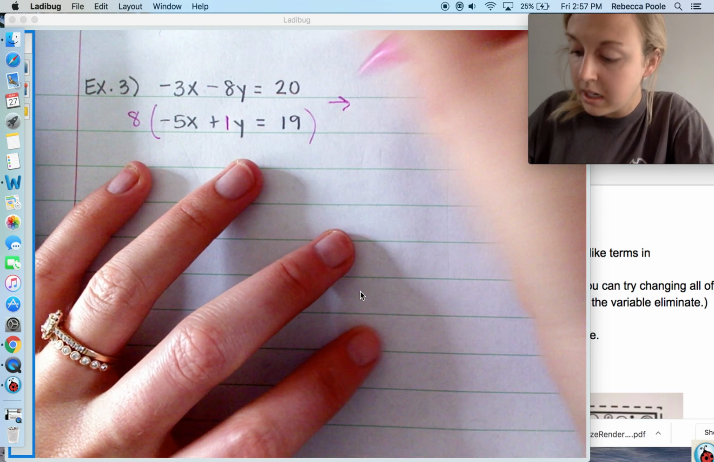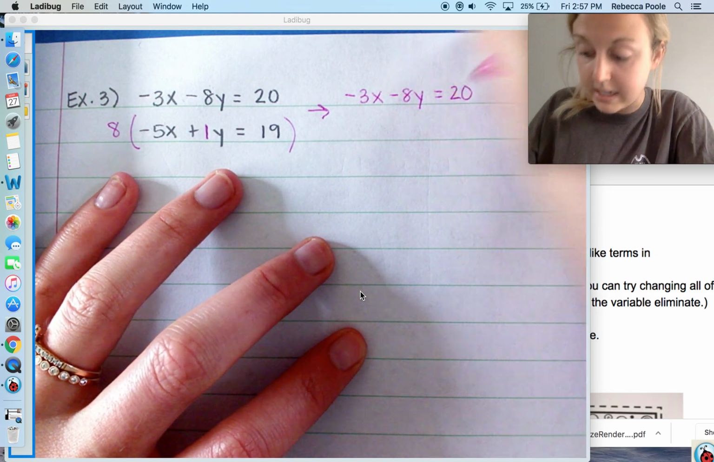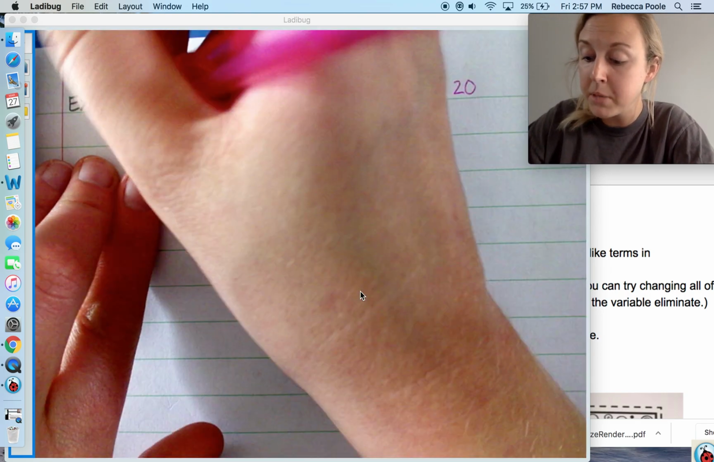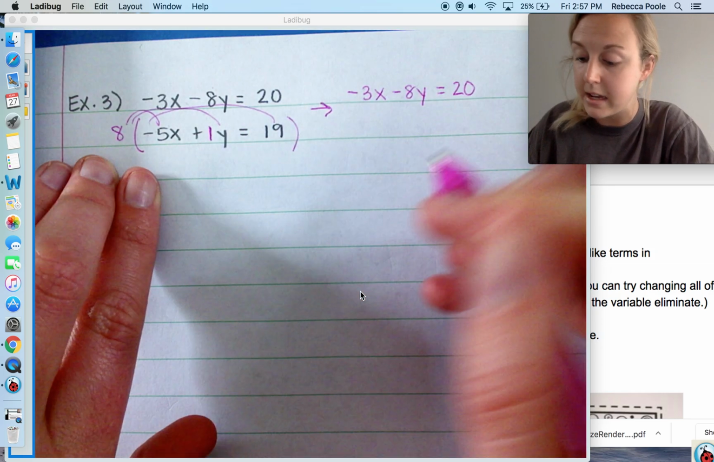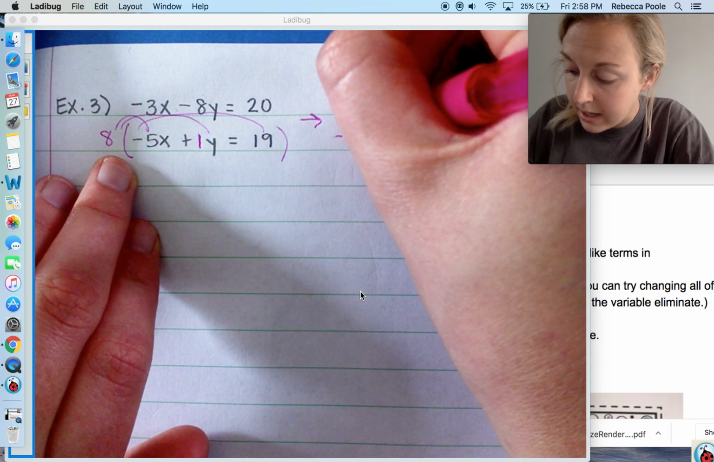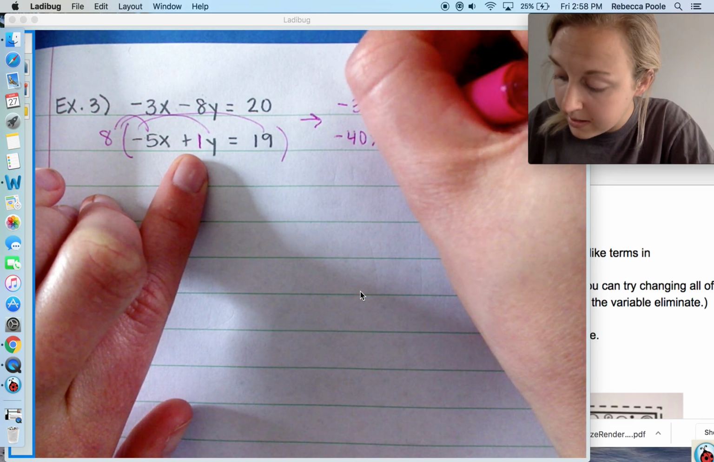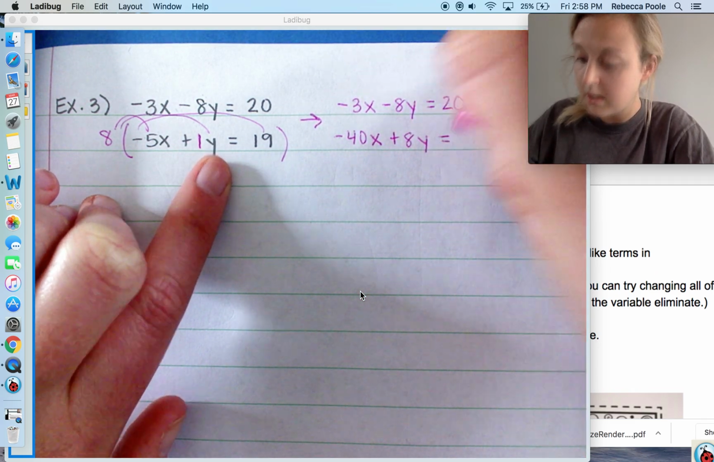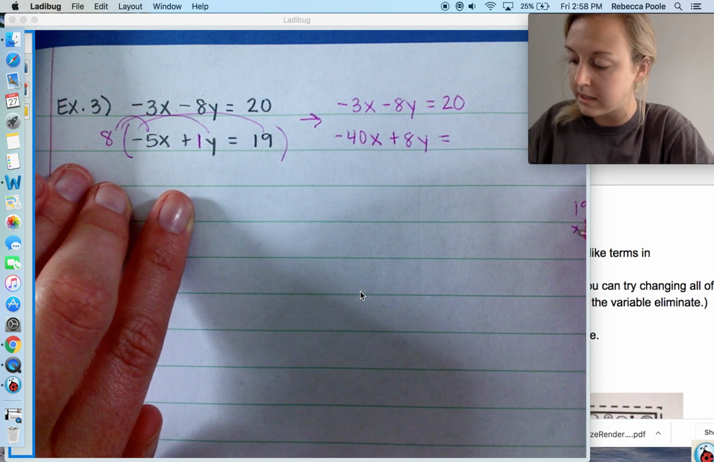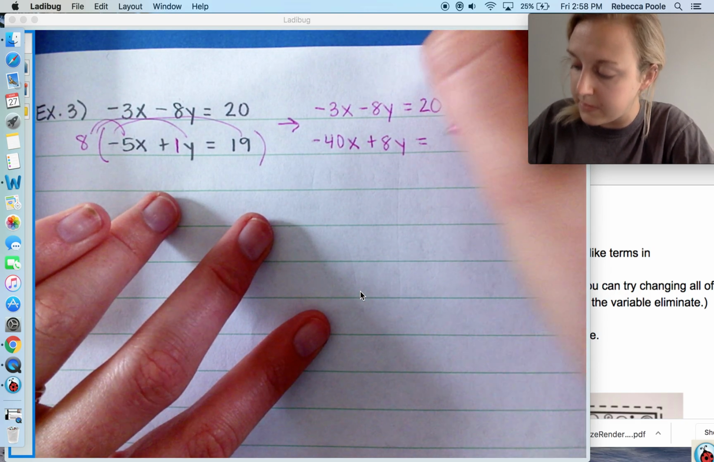So this is going to change to negative 3x minus 8y equals 20 because I did not change the top part, right? That first equation is fine. But this bottom one, I'm going to multiply everything by 8. So 8 times negative 5 is going to give me negative 40. 8 times 1 is going to give me 8. Oh gosh, and 8 times 19, y'all check behind me because I don't have a calculator. I'm going to come to the side because y'all know I'm not good at mental math. 2, carry the 7. All right, I got 152.